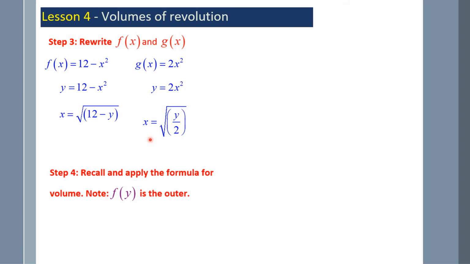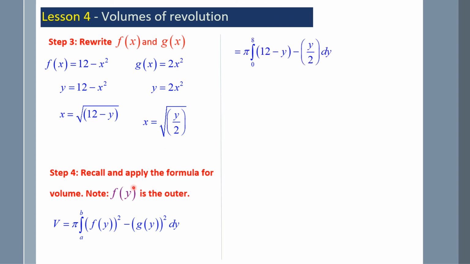Now recall and apply the formula for the volume. Note, f(y) is the outer. So in this case, our formula, which is f(y) squared take g(y) squared, can be applied by subbing these two in. Substituting those in, our f(y), which is the square root of 12 take y, if we square that, we're going to then only have 12 take y. Similarly, if we have g(y) all squared, and we've got the square root of y over 2, and we square it, we're going to end up with y over 2.